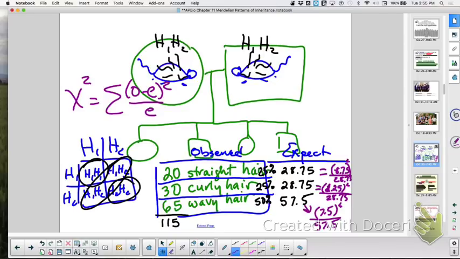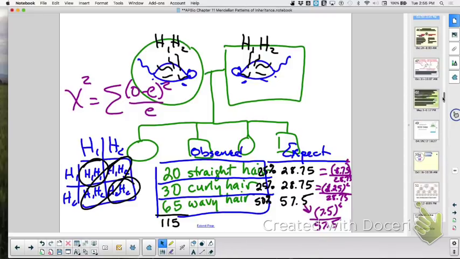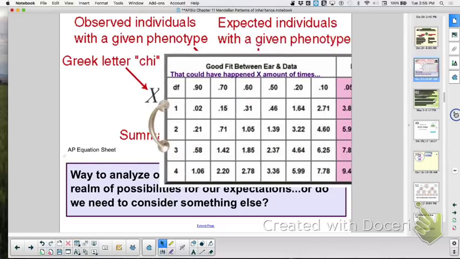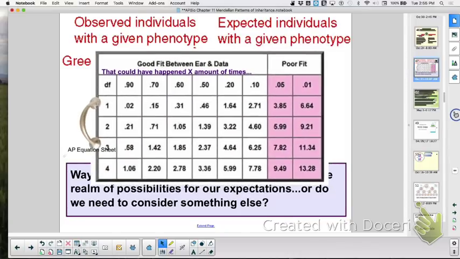Now, if we looked on our chi-squared, let's go find a chi-squared chart. I know I have one somewhere. Here I do. How many degrees of freedom did we have? 2. Because how many phenotypes did we have? 3. Take away 1 leaves us 2. What was our number? 3.7. Are we okay? Yay! Our rat babies are fine. Okay?